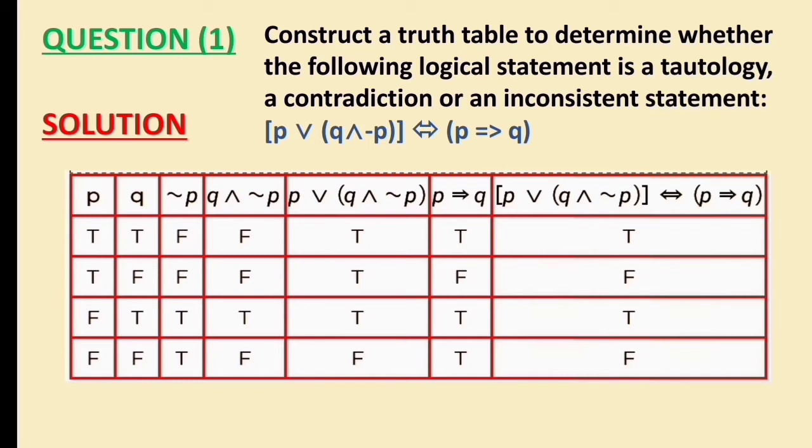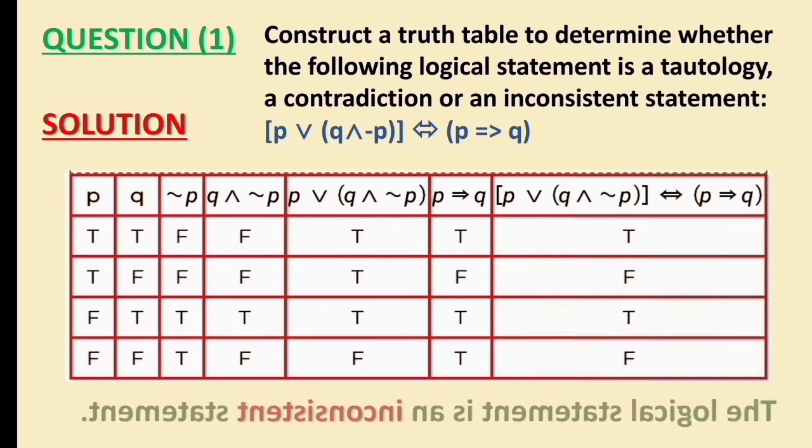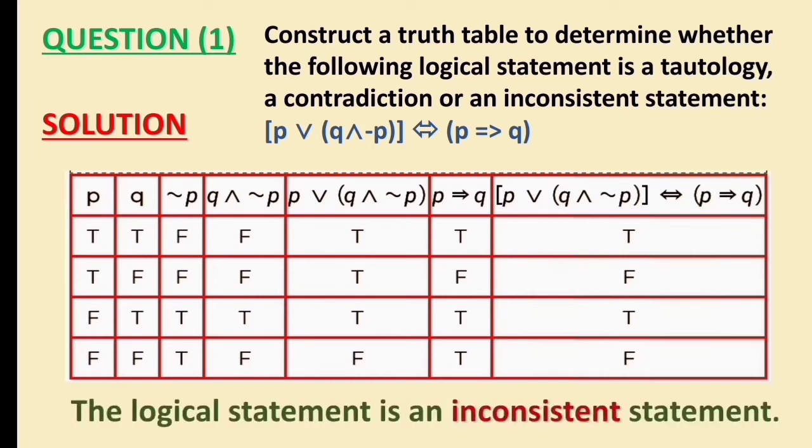Following the rules governing the various truth tables for the 5 logical operations, we have a final answer being true, false, true, false. The final answer gives a combination of both true and false values. For that reason, in question 1, the logical statement is an inconsistent statement because the final answer is a combination of both true and false. I hope question 1 is clear to you.